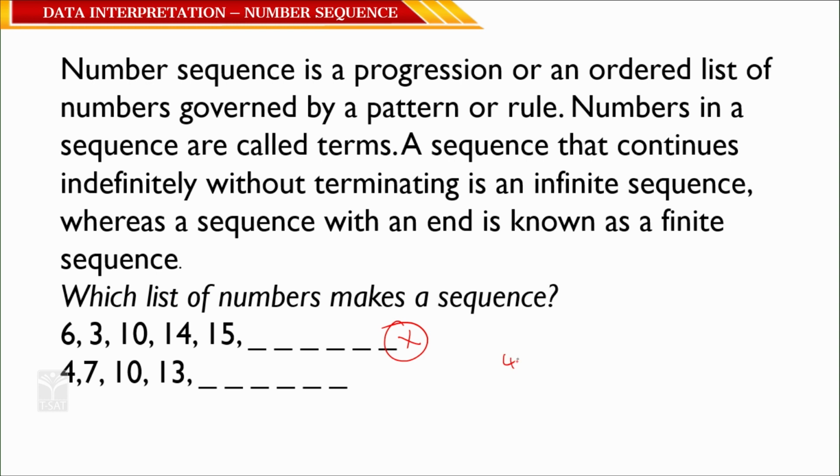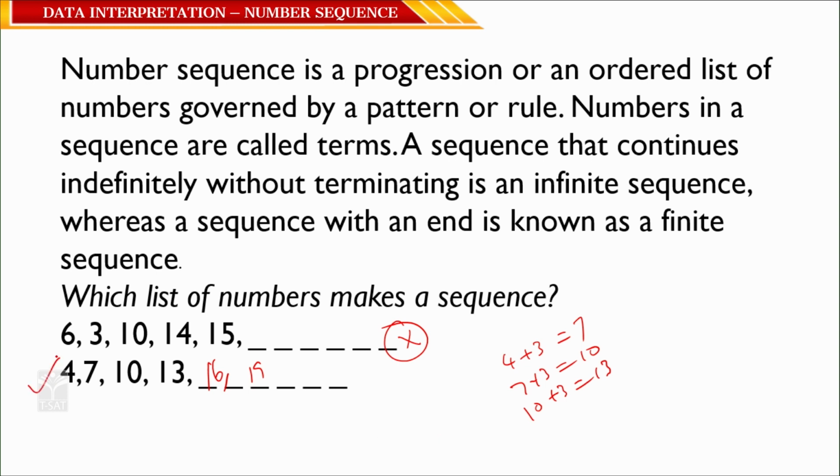4 plus 3 is 7. 7 plus 3 is 10. 10 plus 3 is 13. So what the next number is, you can say 16. The next number after that is 19. That means there is a common pattern, a common rule throughout the series, correct? So this is called a sequence.